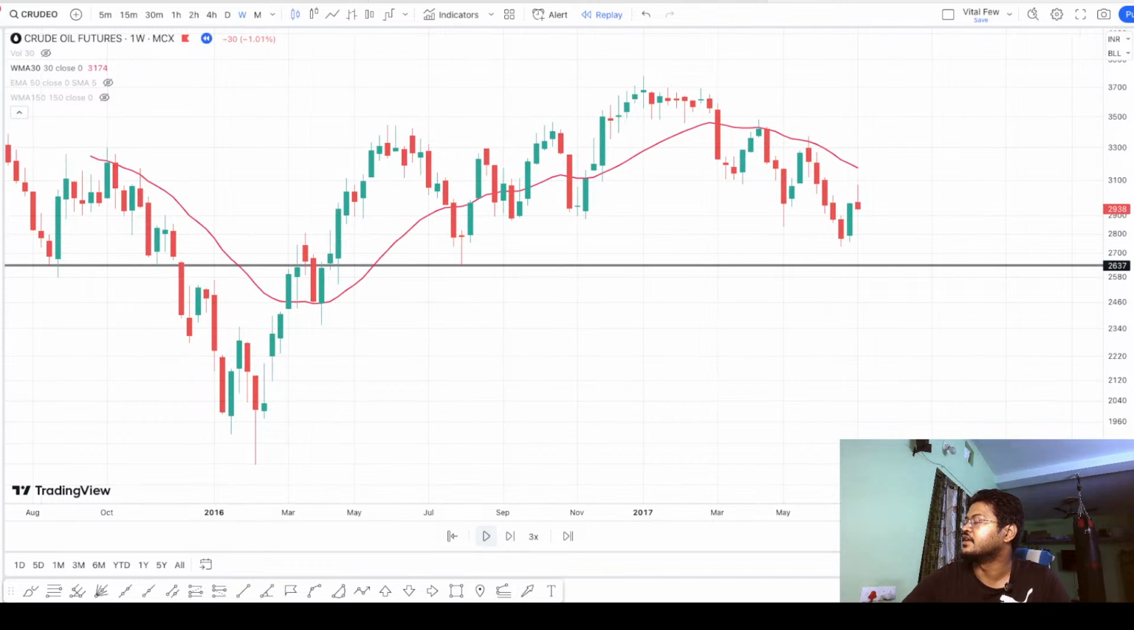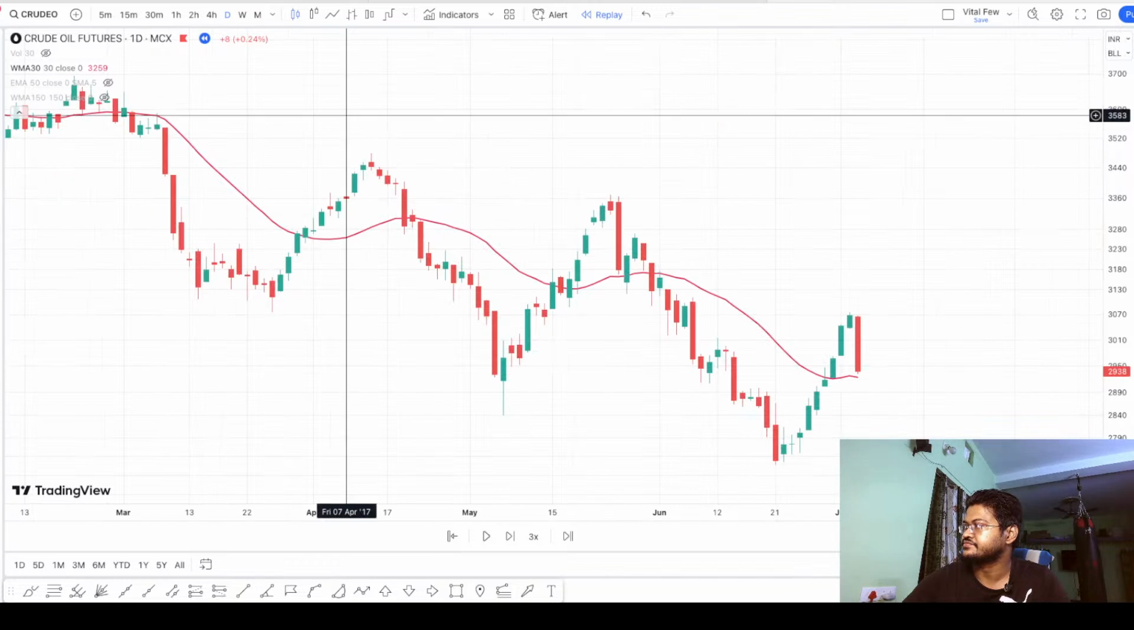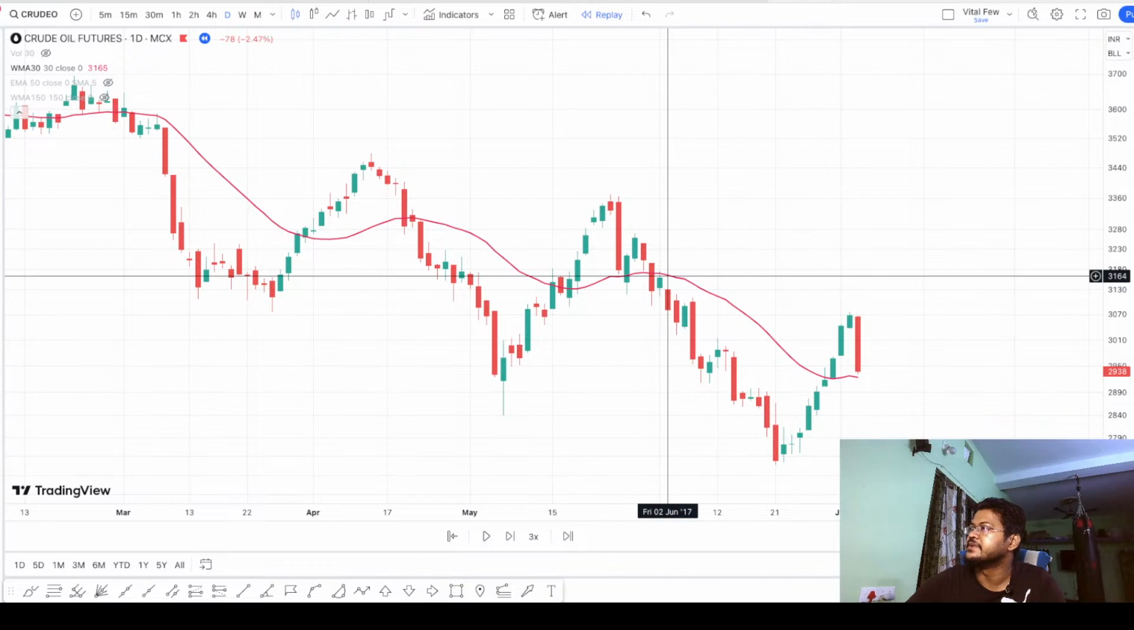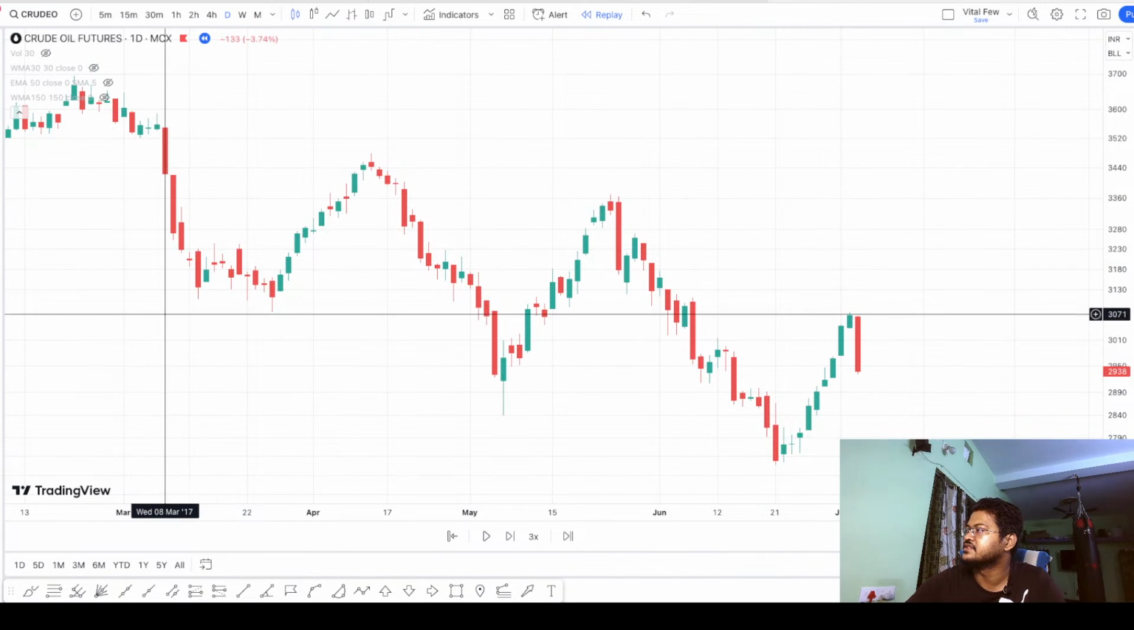Okay, now we are getting to see another reaction. This is an inverted hammer here. So what does this mean to us in daily time frame? Let's go and see. Okay, so we are getting to see a reaction at this level. Let me disable the 30 period moving average. I will draw another line.